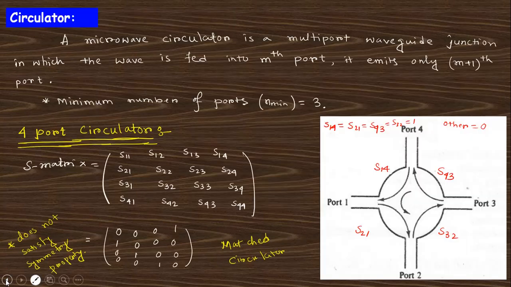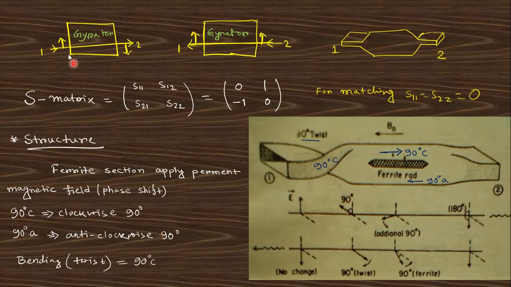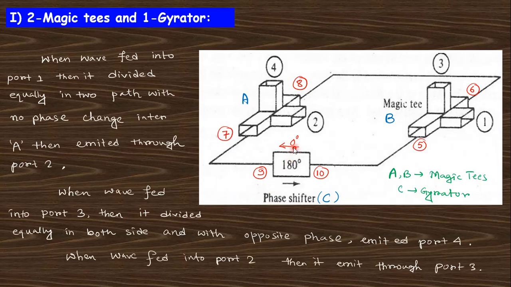You know the property of a gyrator: when it goes from 1 to 2 there is a phase shift of 180 degrees, and from 2 to 1 there is 0. So here we use this property. When it goes from left to right there is a 180 degree phase shift, and when it goes from right to left the phase shift is 0 degrees. This is a gyrator. So using a gyrator and 2 magic tees you can make a circulator.